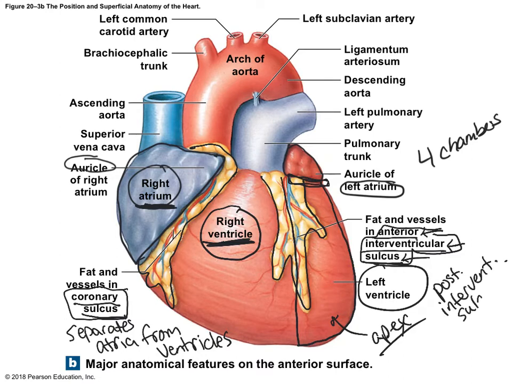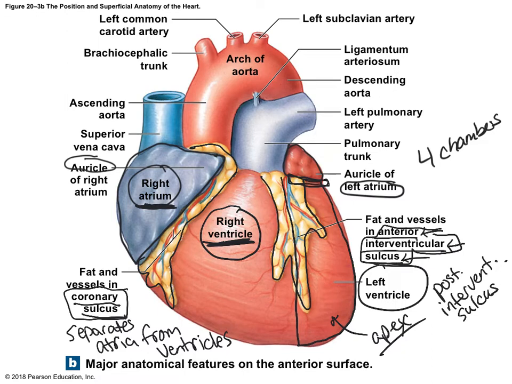And the posterior interventricular sulcus would be an indentation showing the division between the right ventricle and left ventricle, but on the back side of the heart, on the posterior side of the heart. So we can also see some major blood vessels here that are bringing blood to the heart and taking blood away from the heart.